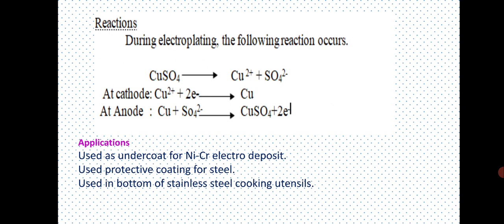Application: used as undercoat for nickel chromium electrodeposit. Used as protective coating for steel. Used in the bottom of stainless steel cooking utensils.